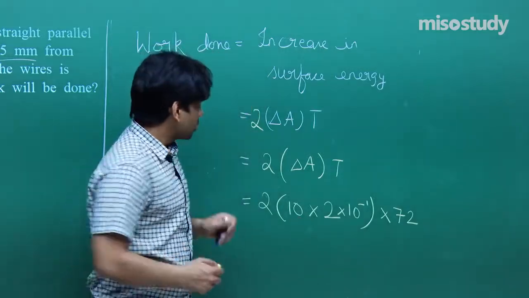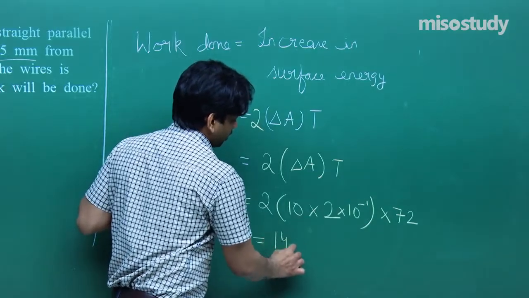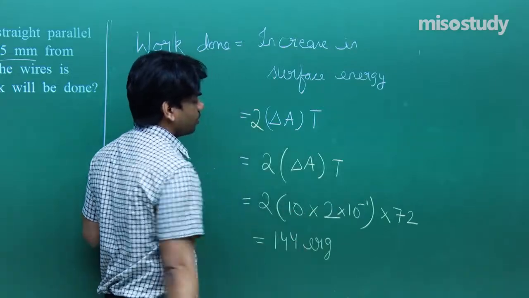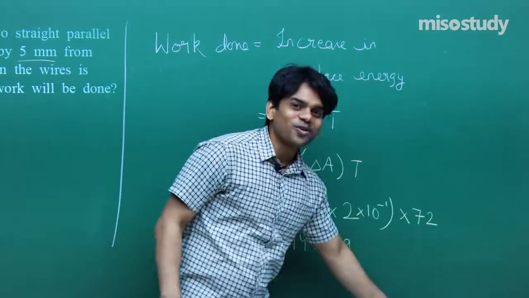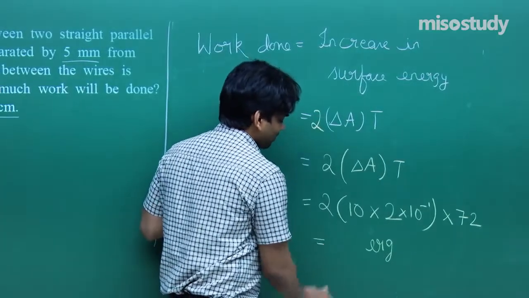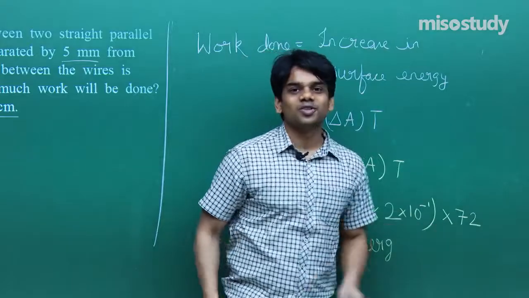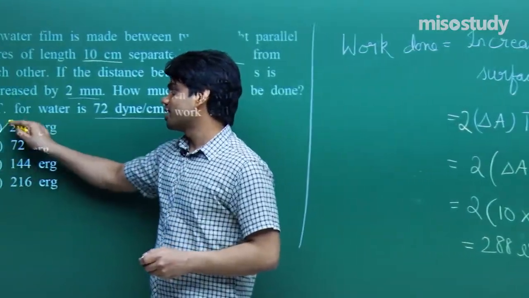If you solve it, 2 into 4, 4 into 72, sorry, I said 144, it will be 288, I am sorry. 2 into 4, 4 into 72, that's 288, that's not 144. So let's go with option A, 288 ergs, that's the right answer.